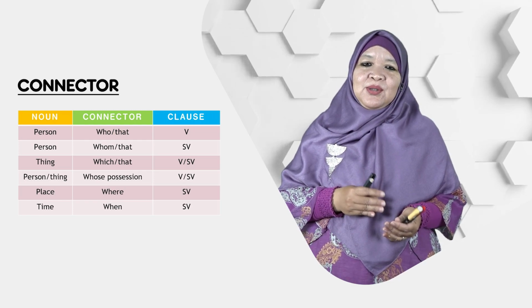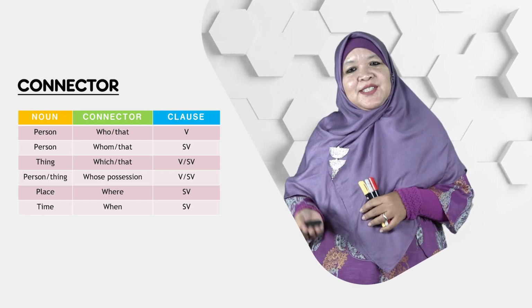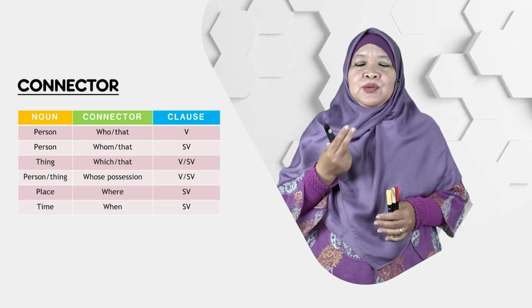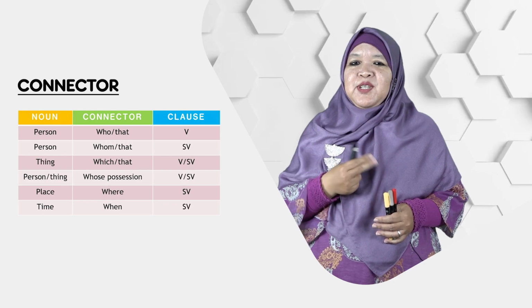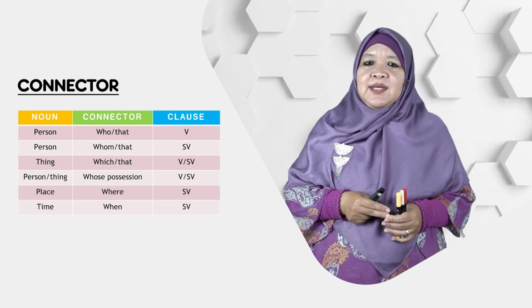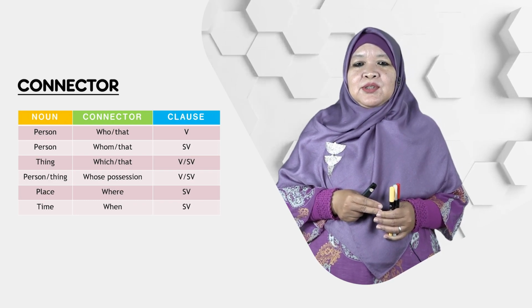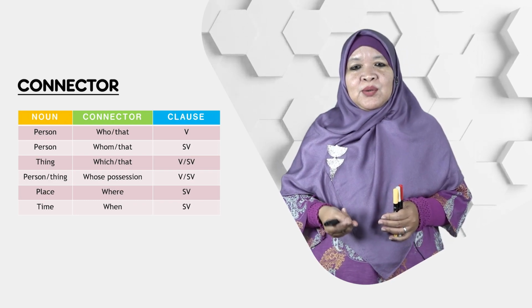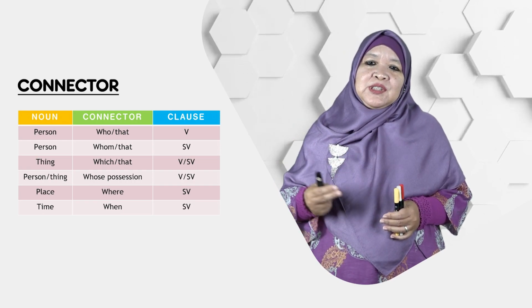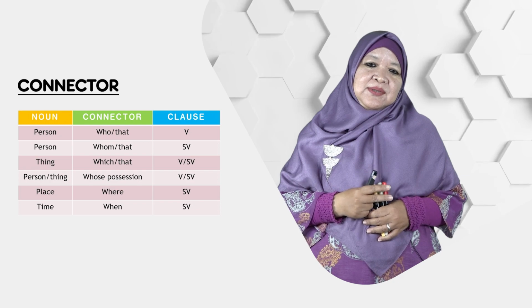I like the girl who is wearing pink hijab. So this sentence consists of two elements. The first is the main clause or the mother clause: I like the girl. And then it also has the subordinate clause: who is wearing pink hijab. It is the subordinate clause, adjective clause.